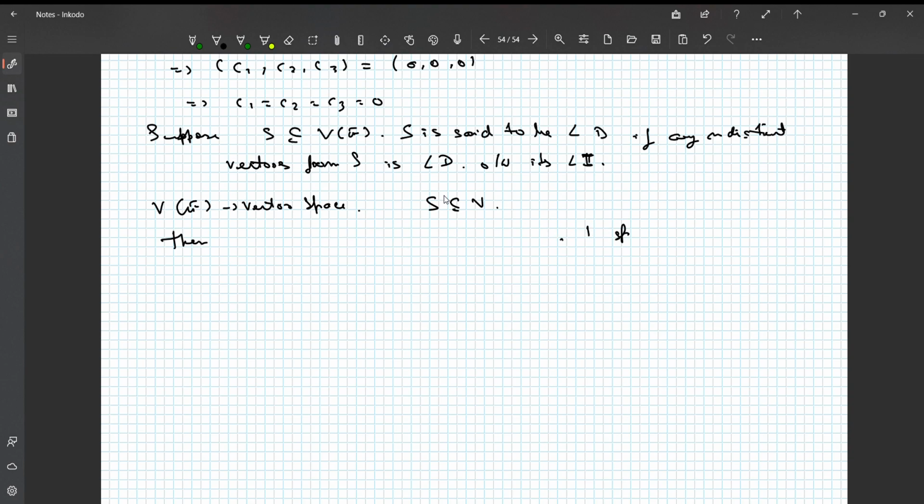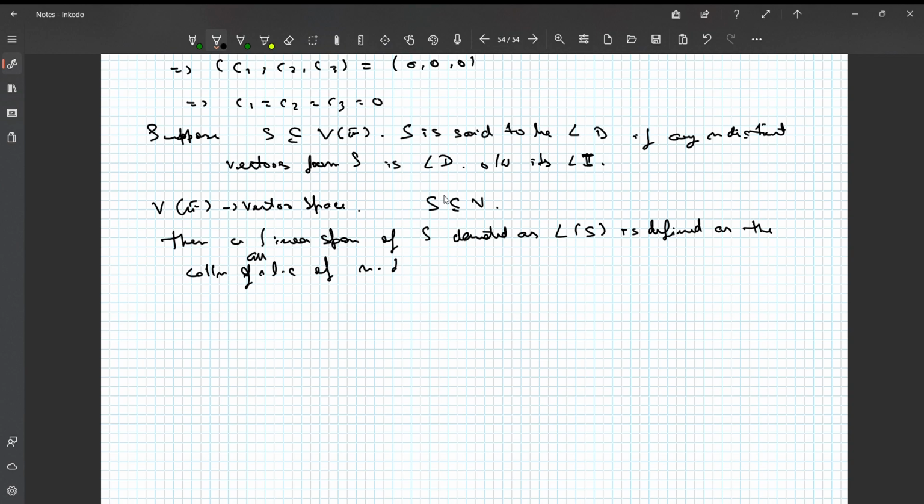Or rather, I should not use this definition indirectly. I should first define what a linear span is. Then a linear span of S, denoted as L(S), is defined as the collection of all linear combinations of n distinct elements from S. Clear? Collection of n distinct elements from S.